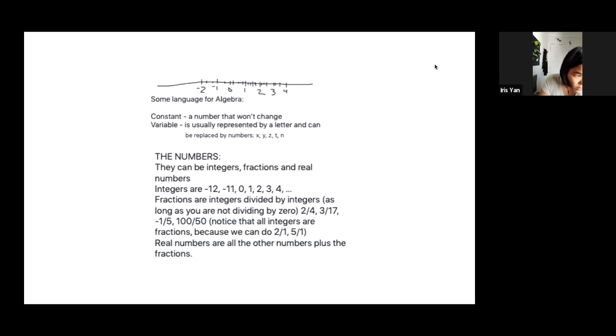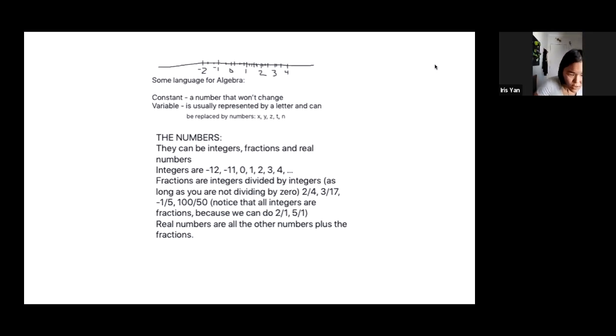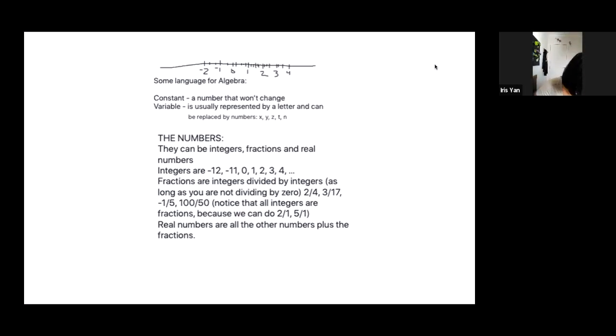Yeah, fractions are also called rational numbers. And numbers that are not fractions are called irrational. I'll type all this up later and then share. Yeah, this is just for now.